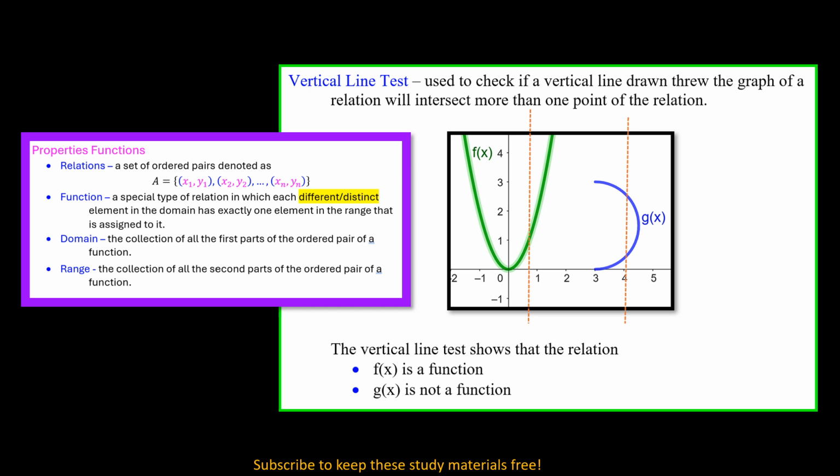Now, domain and range, we'll go over those in future videos. Related to being a function, that's going to be the old vertical line test. Notice the dashed lines only hit the green f of x curve once. Therefore, it is a function. G of x, however, the dashed line cuts through it or hits 2 points on the curve. Therefore, it is not a function.